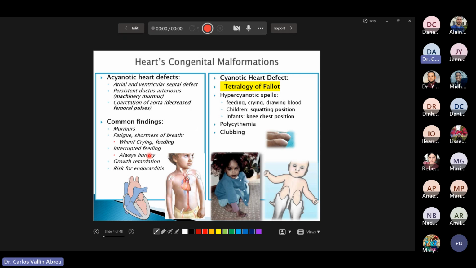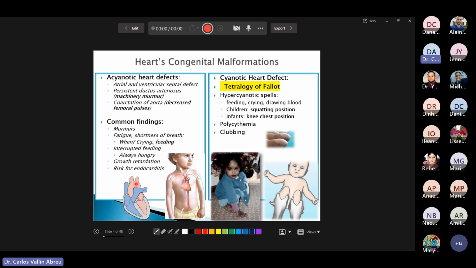Just to mention this, I don't think it's going to be tested, but there are other acyanotic congenital malformations, like the persistent ductus arteriosus. This is a tube, a communication that normally exists between the aorta and the pulmonary artery. You see here, this is the aorta, okay? And this is the pulmonary artery. And there is, in the fetal life, a tube, a communication between these two.